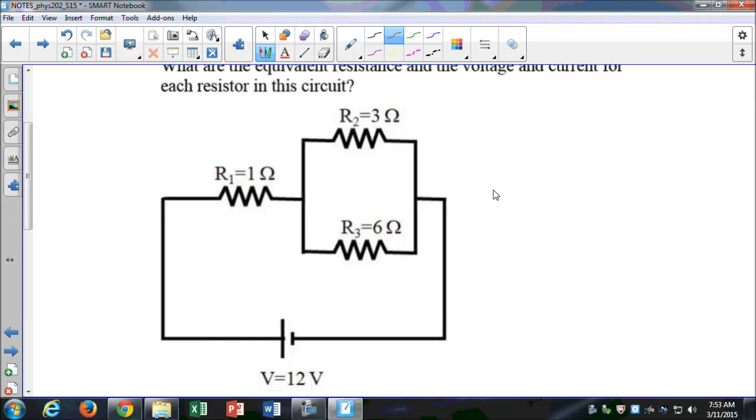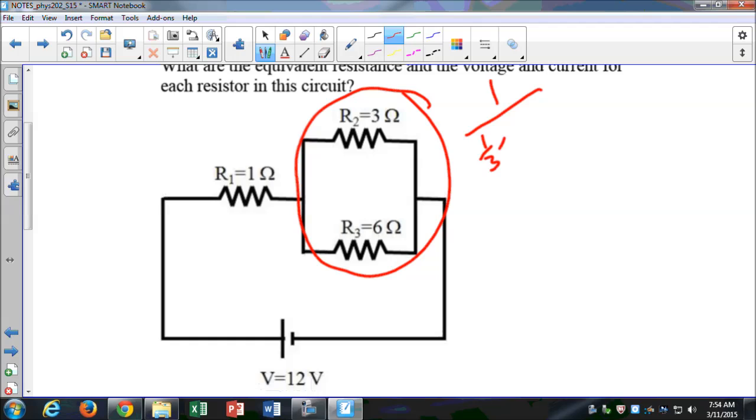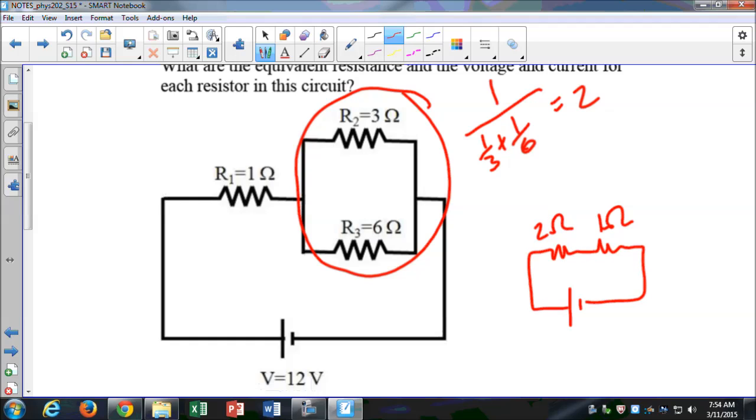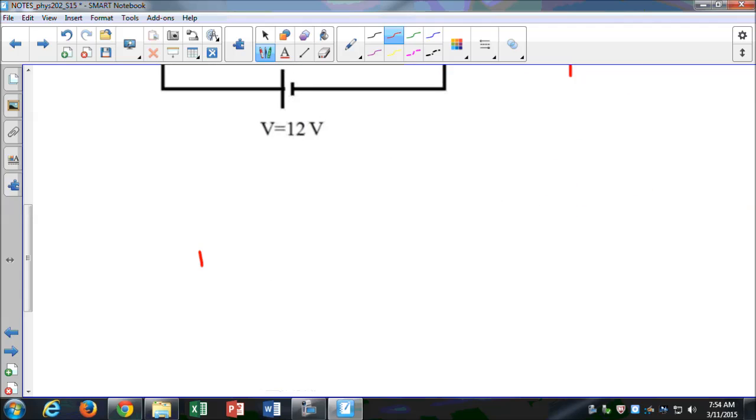It's 3, right. So this 3 and the 6, right here, these are in parallel. 1 over 3 plus 1 over 6. That's equal to 2. Don't forget those fractions that I told you. You'll see those a lot. You saw those on the last test too with the capacitors. And then I have a 2 and a 1. So the equivalent then is just 2 plus 1, or 3 ohms.